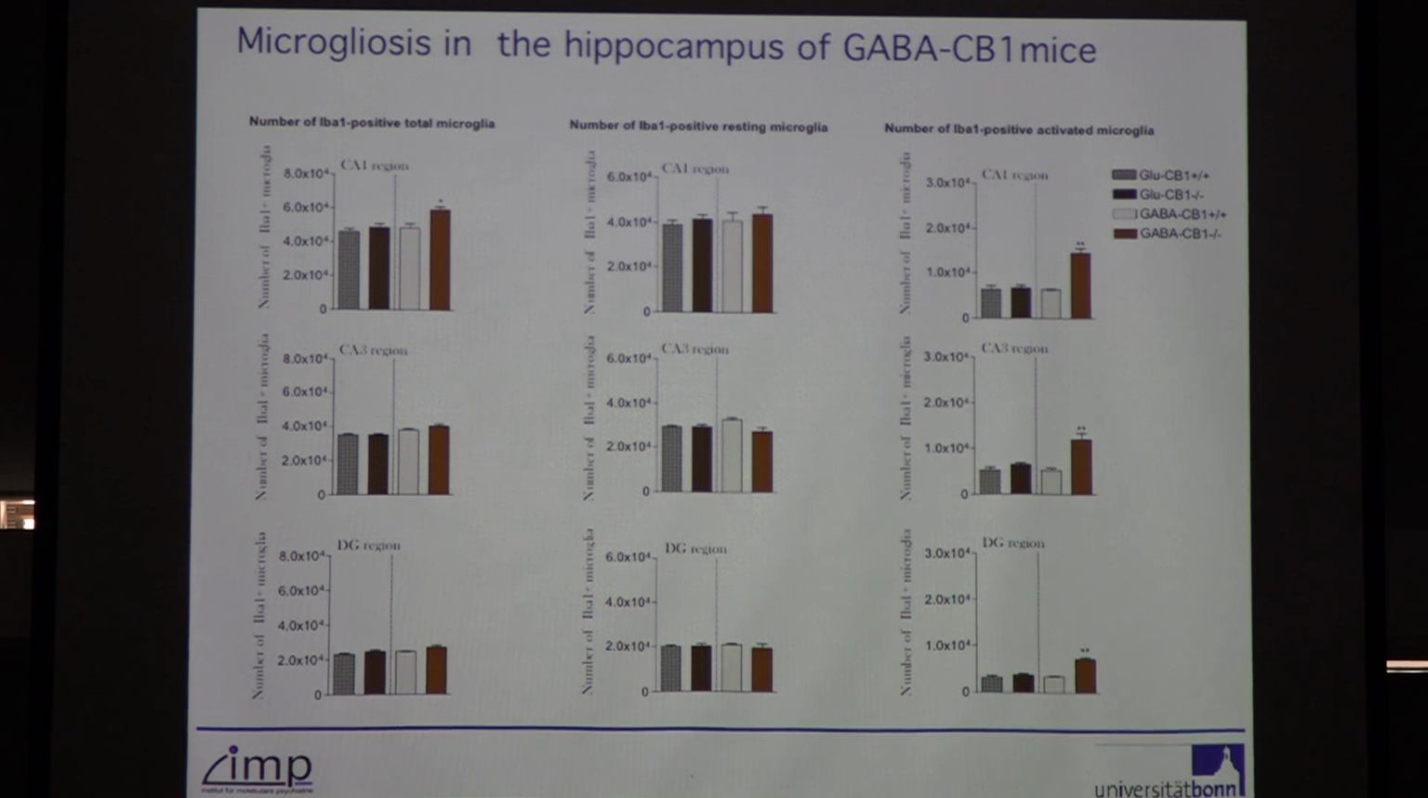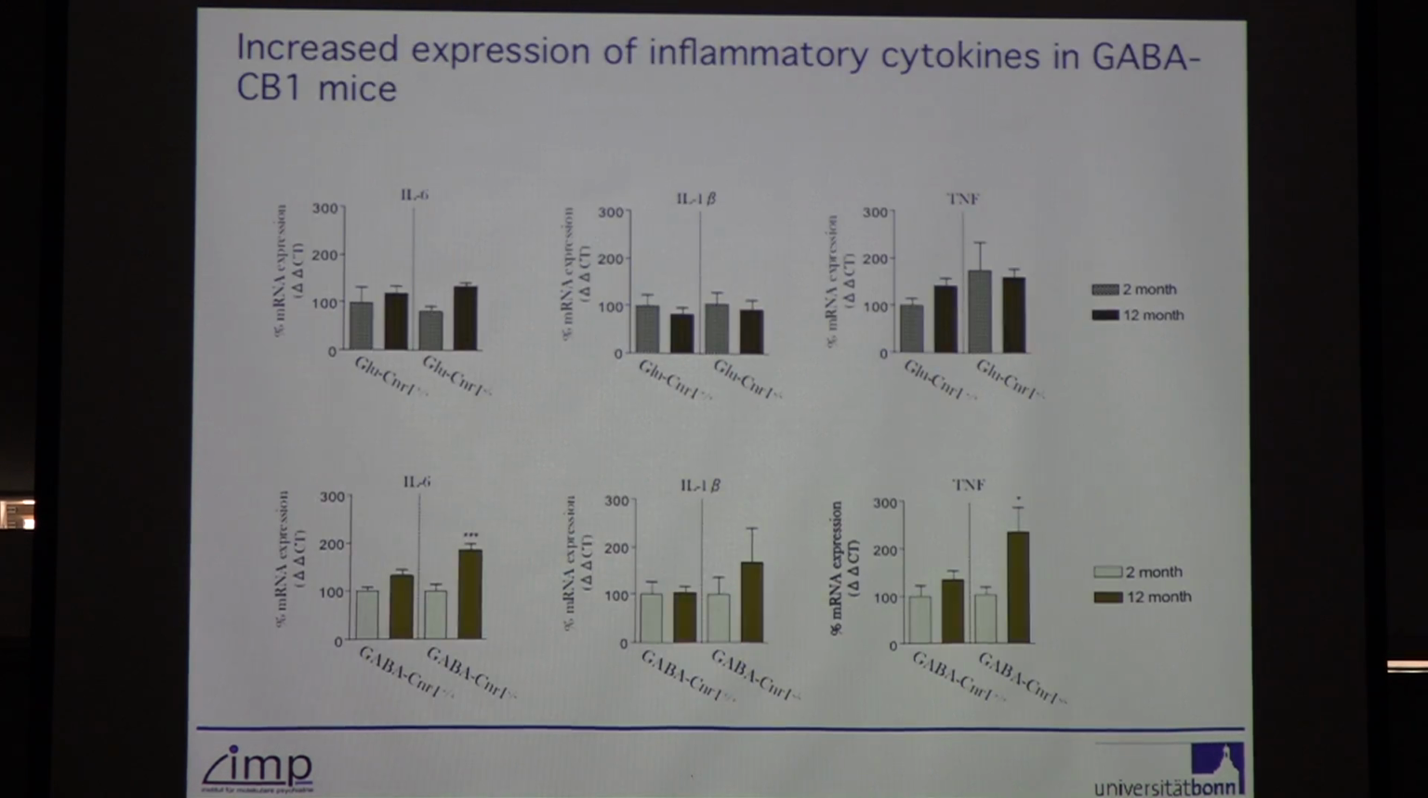Not in the glutamate knockout mice. We also have cytokines here. If you look, for example, now we have the glutamates on top, the GABAs on the bottom: no difference in pro-inflammatory cytokines in the glutamate-specific knockout, specific increase in pro-inflammatory IL-6 and also TNF-alpha in the GABA-specific CB1 knockouts. Yes, sir. Impressive.